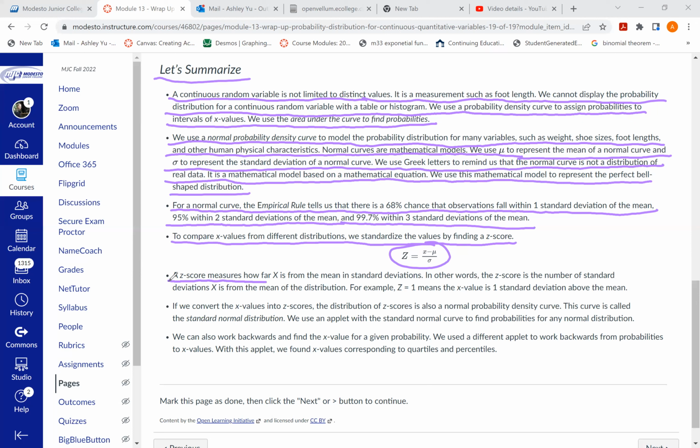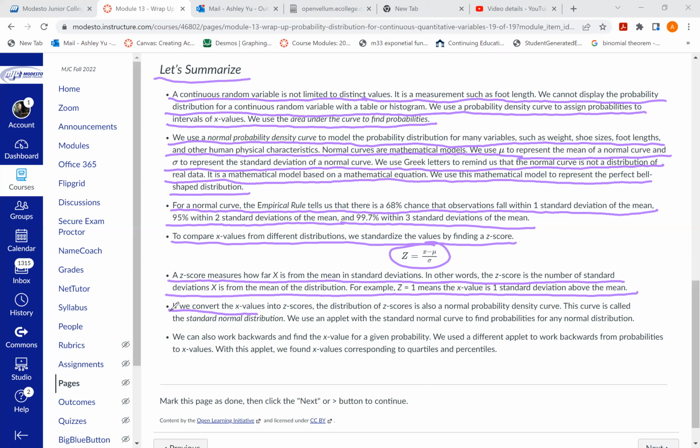A z-score measures how far x is from the mean in standard deviations. In other words, the z-score is the number of standard deviations x is from the mean of the distribution. For example, z equals 1 means the x value is one standard deviation above the mean. Remember, if z is negative, like -1, it would be the same thing but below the mean.